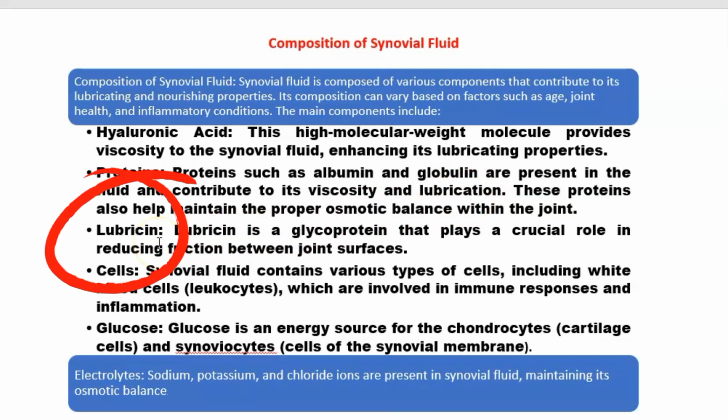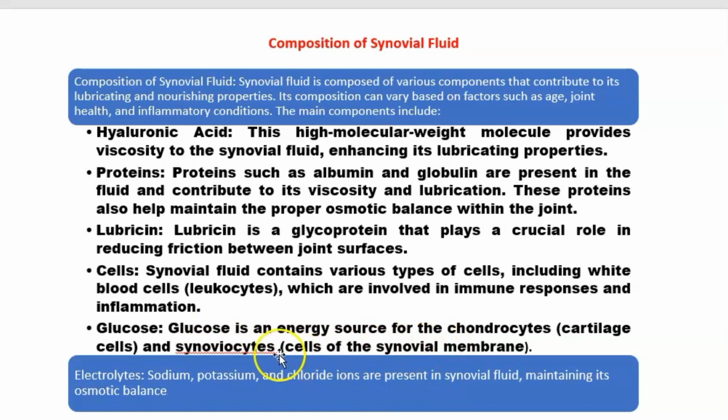3. Lubricin. Lubricin is a glycoprotein that plays a crucial role too. The function of lubricin is to reduce the friction at the joint surfaces. Then another one is what? Another component is cells. Synovial fluid contains various types of cells, including white blood cells, which are involved in what? Immune responses. So another one is what? Glucose is also one of the components of synovial fluid, and glucose is the energy source.